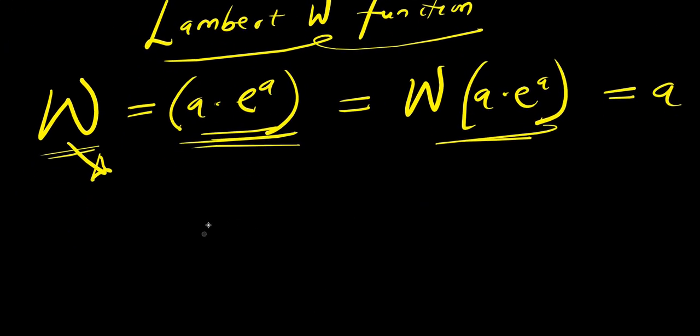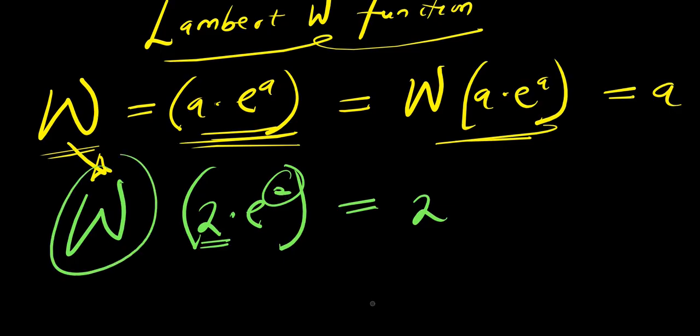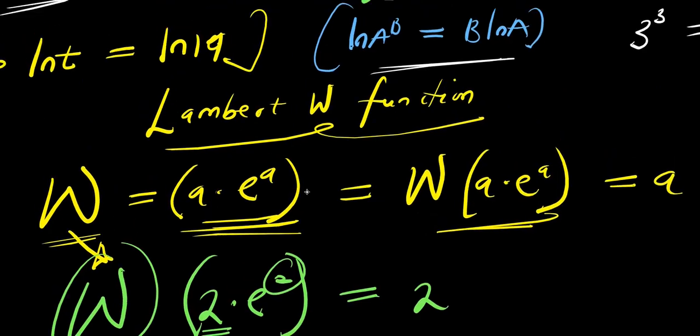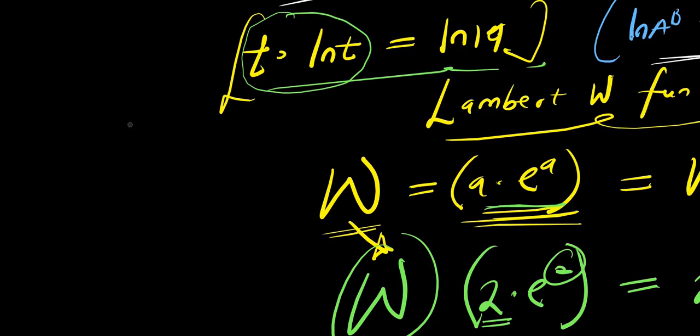So even if you have 2 times e power 2, you apply the Lambert W function here and the result will be 2. This simply means what you have here must be what you have at the exponent before you can apply the Lambert W function. Now, having this in mind, we get back to this problem. For us to apply the Lambert W function here, we must ensure that this expression is in the form of this. So how do we achieve that?